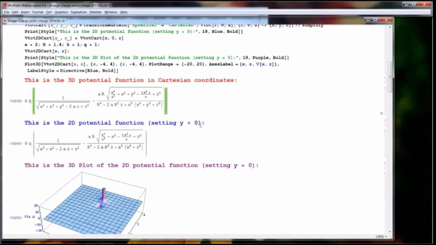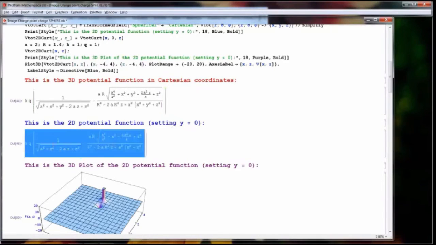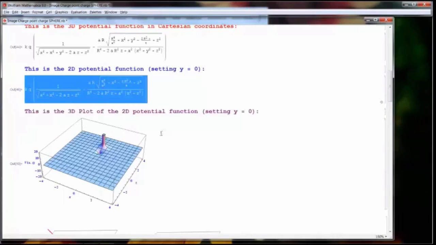Then we're going to set y equals 0. That's this quantity right here. We're in the plane where y equals 0. Here's the plot of the 2D potential function. So V is the axis in this direction here. This is x and this is y. So the sphere is sitting right here, and this is the position of the charge.